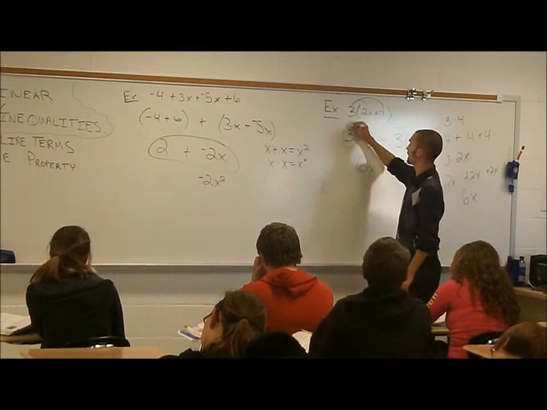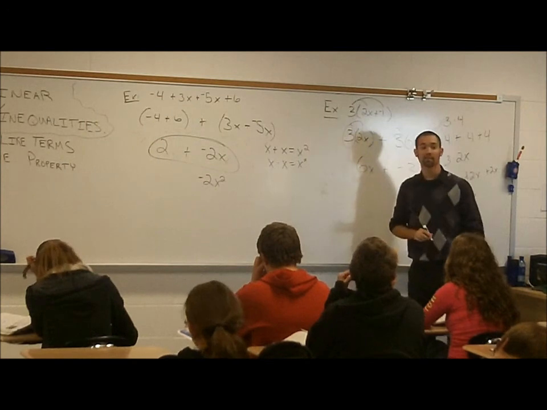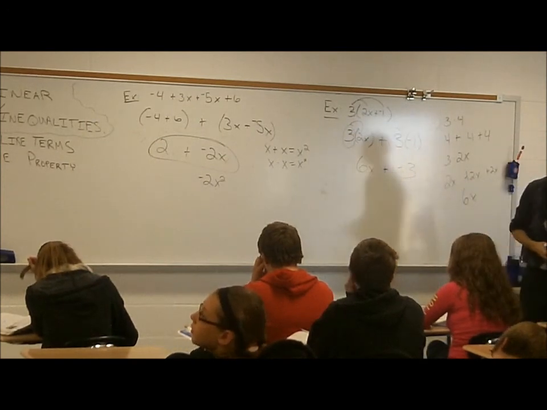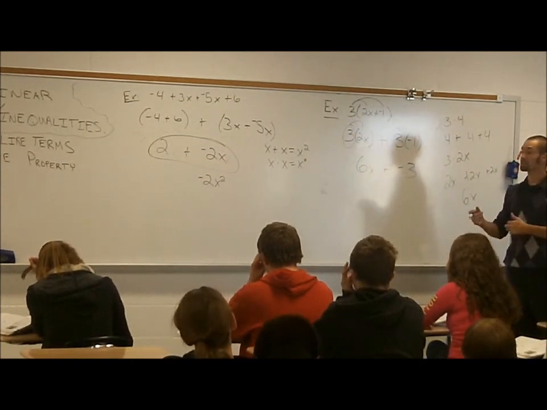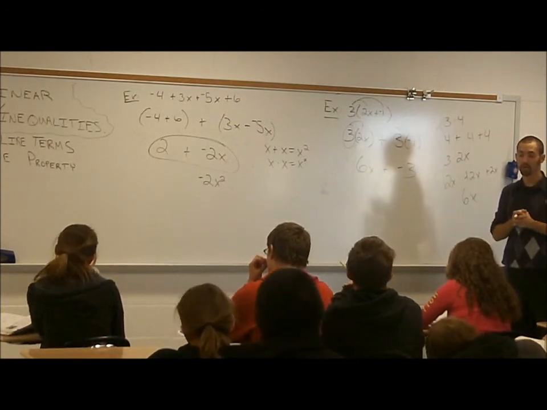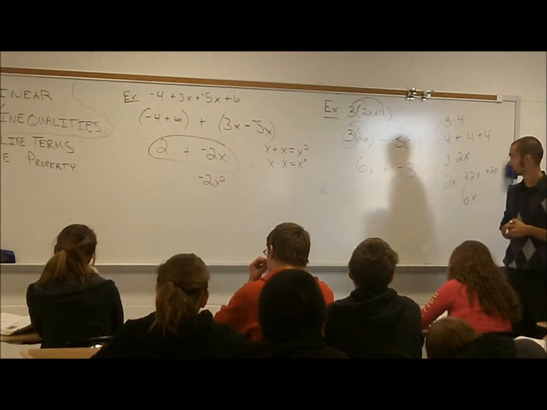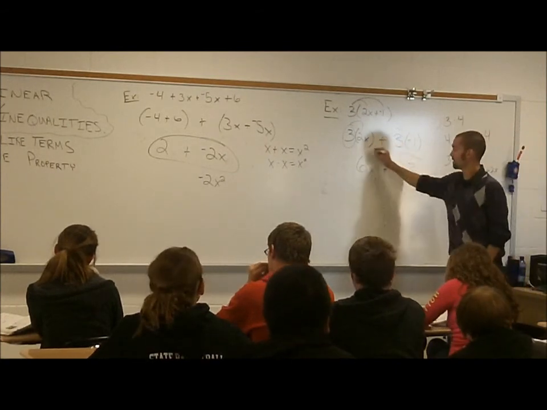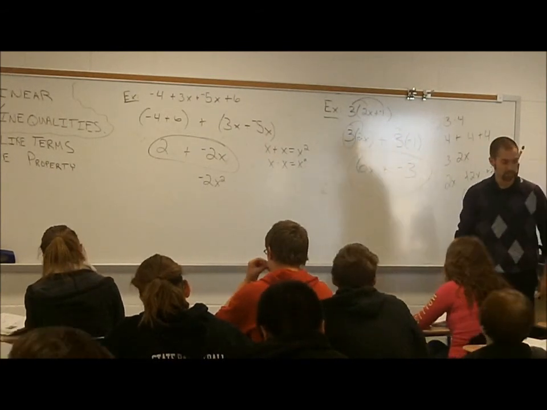You're taking the 3, you're multiplying it just by the 2. Okay? That's why it's not 6 plus 3x. I've heard that answer multiple times before. So, this is your final answer.